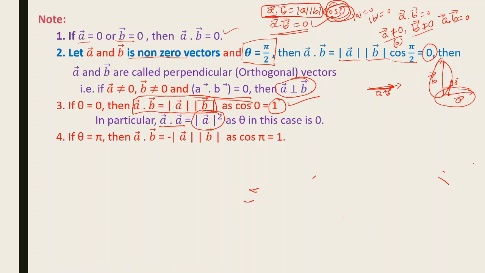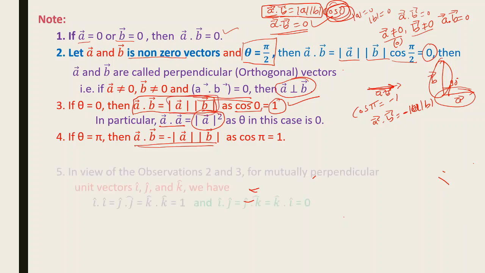Then what do we get? We know cos 180, cos pi, is equal to minus 1. Therefore, vector A dot vector B is equal to magnitude of A into magnitude of B into cos theta. Cos theta is minus 1, so we get the negative of magnitude of A into magnitude of B. Since cos 0 is equal to 1, we got a positive magnitude of A into magnitude of B, but here we get a negative.